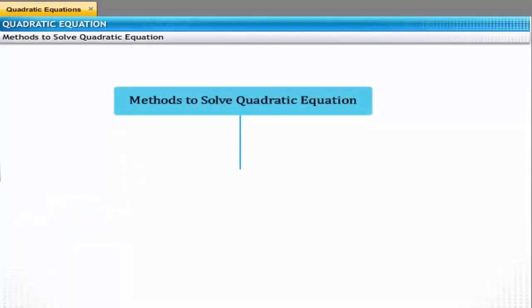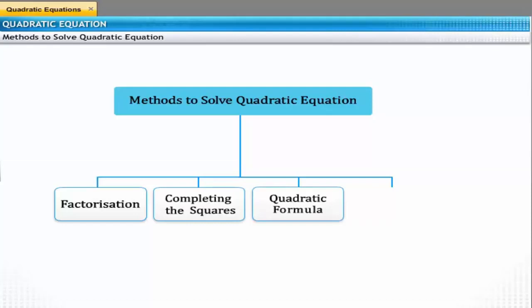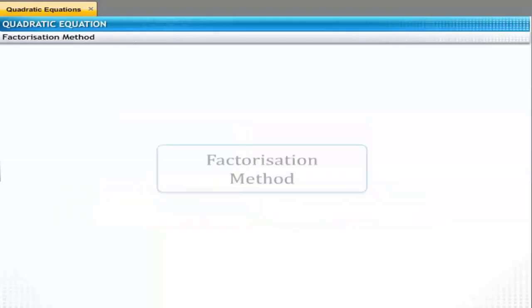There are 4 methods of solving a quadratic equation: factorization, completing the squares, quadratic formula, and graphical representation. We'll look at each of these methods in detail through the scenario about Harry and Tom's present ages. Let us first use the factorization method to solve the given problem.